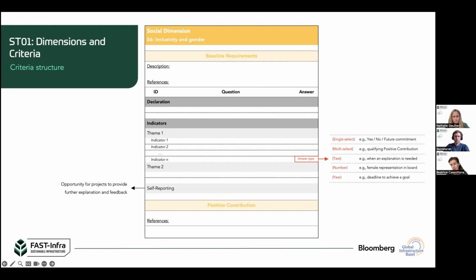These indicators require different types of answers. Most of them are single select answers, for example, yes, no. Others are multi-select. This is the case when the project can, for example, select all the types of positive contribution or all the ways a positive contribution is achieved. Then we have text indicators, which are required if the project needs to provide further explanation. We have number, quantitative indicators, for example, the female representation in the project's board. And then we have year or date, when we ask the project to state a given deadline within which a certain target will be achieved.